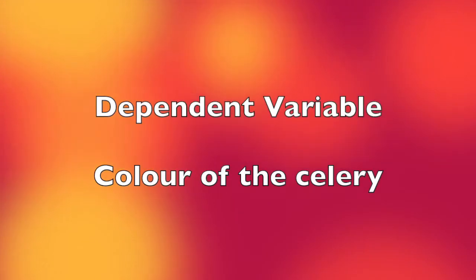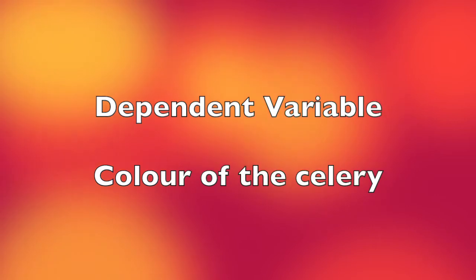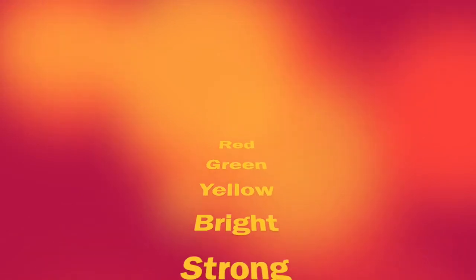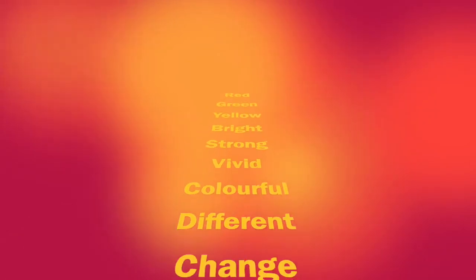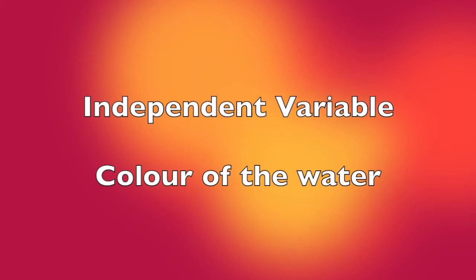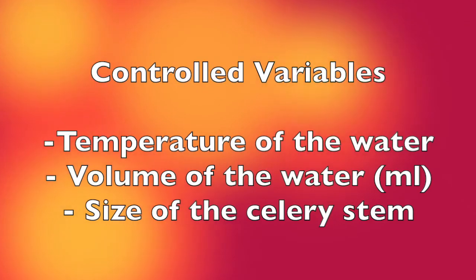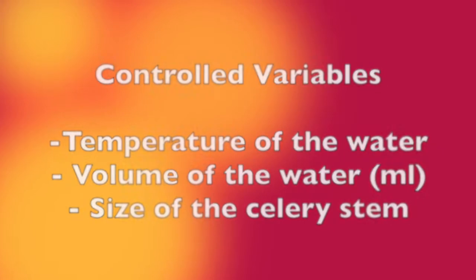Now for our variables. The dependent variable, or the variable we're measuring in this investigation, is the colour of the celery. Since this is early stage 1, there is no definitive way to measure this, so our results will be gathered using vocabulary that accurately describes the outcomes. The independent variable, or the variable that the scientist deliberately changes, is the colour of the water in which the celery is placed. The controlled variables, or the ones that don't change, are things like the temperature of the water, the amount of water, and the size of the celery stem.